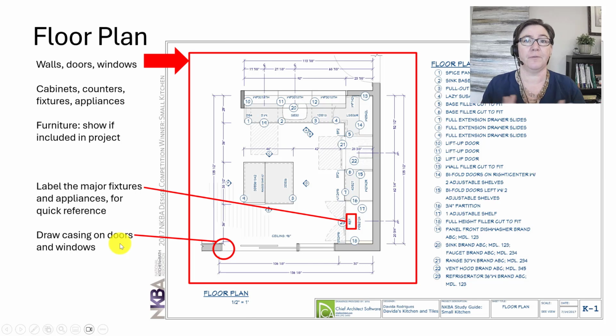Another thing that's important for NKBA plans versus AIA plans is that the casing or the trim is drawn on all your doors and windows if that trim is provided. So here's an example here, this tiny rectangle, that is the trim on this door.